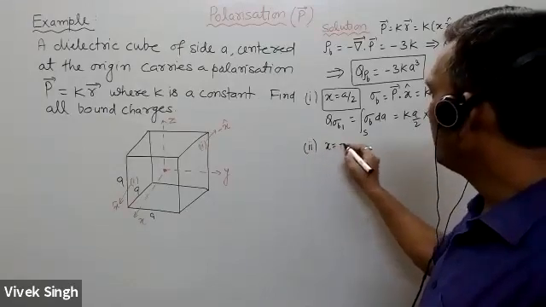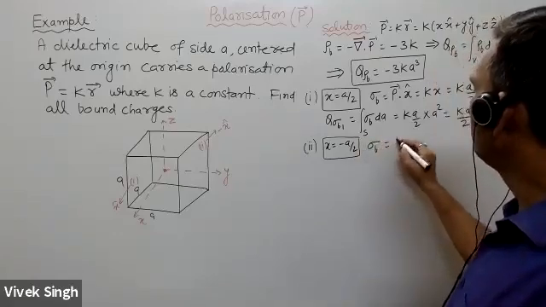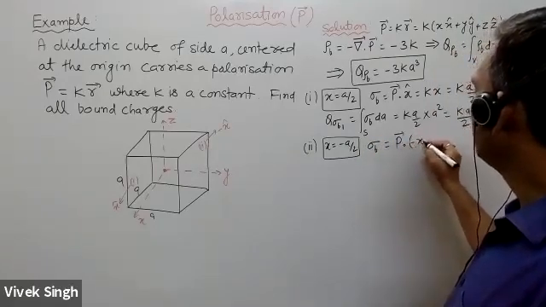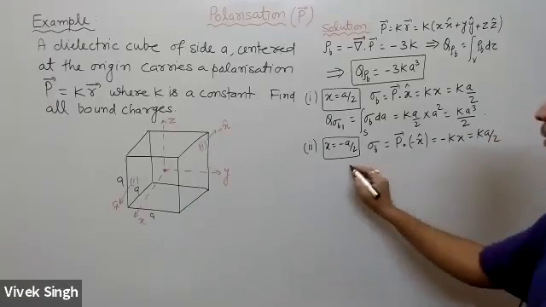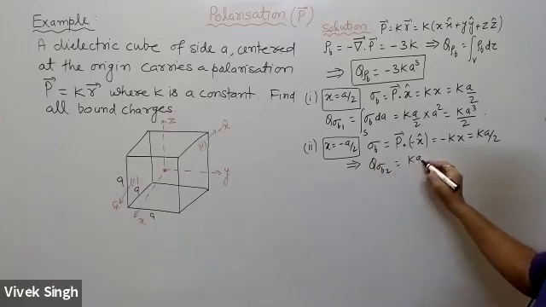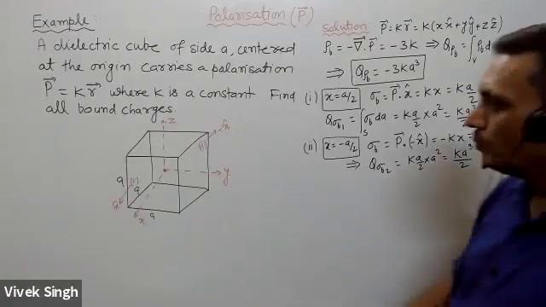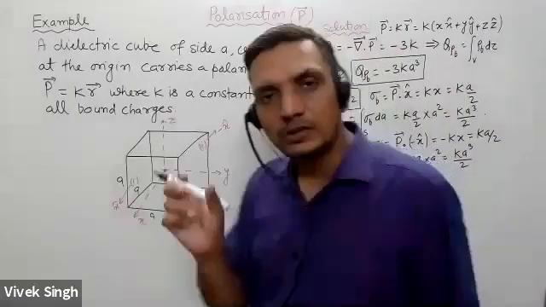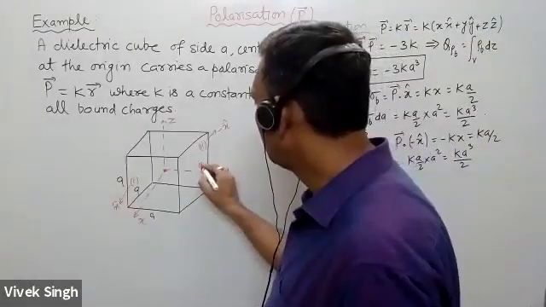Similarly, on surface 2, x is -a/2. So sigma b is P dot minus x cap. So this is minus kx. Again, x is -a/2, so this is ka/2. So Q sigma b2 is again k a/2 into a squared. So that is ka³/2. So on both surfaces, the charge will be ka³/2. Similarly, you can find it on surface 3.